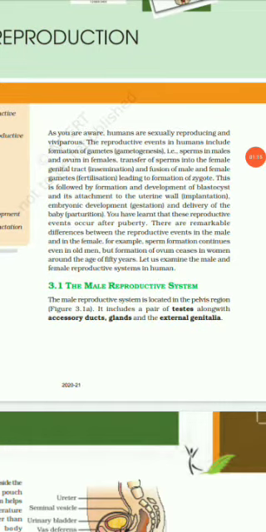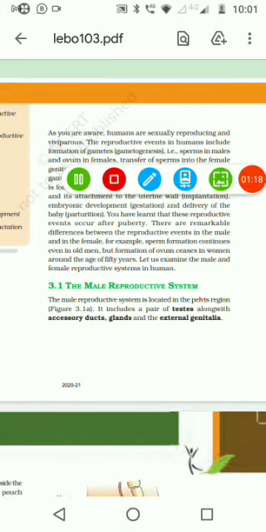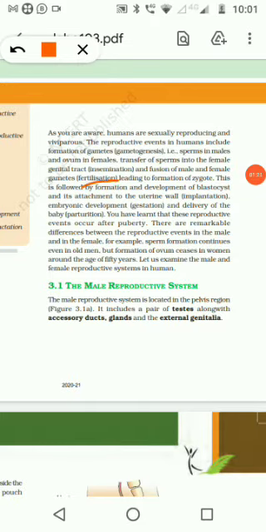The next step is fertilization, where there is a fusion of the male gamete and the female gamete, leading to zygote formation. This is followed by formation and development of the blastocyst and its attachment to the uterine wall, which is known as implantation. Then we have gestation, which is the embryonic development, and the delivery of the baby, which is known as parturition. So these are the 6 main steps: gametogenesis, insemination, fertilization, implantation, gestation and parturition.